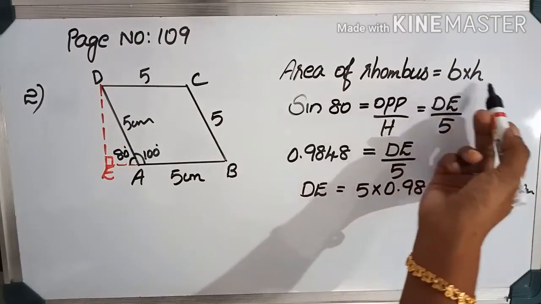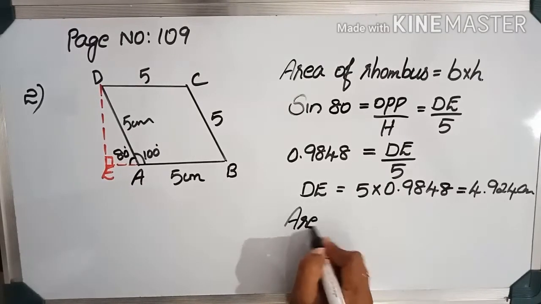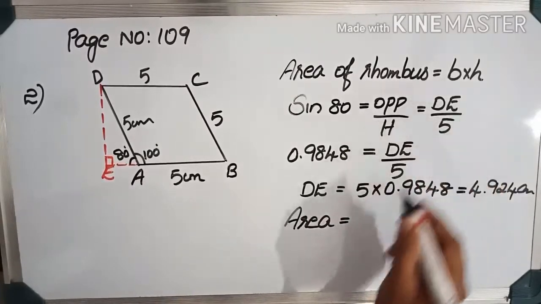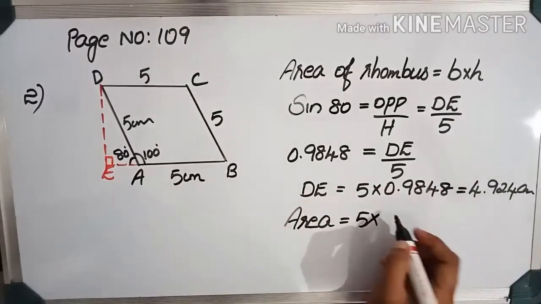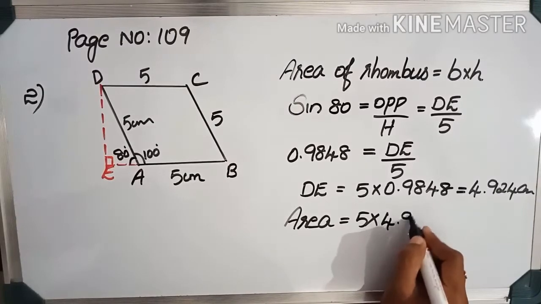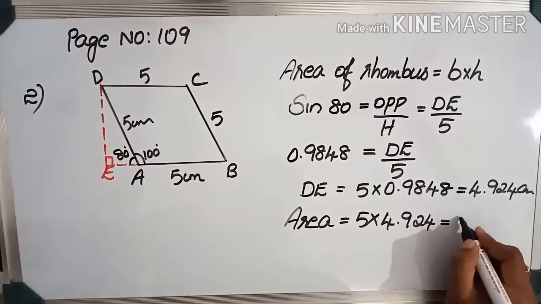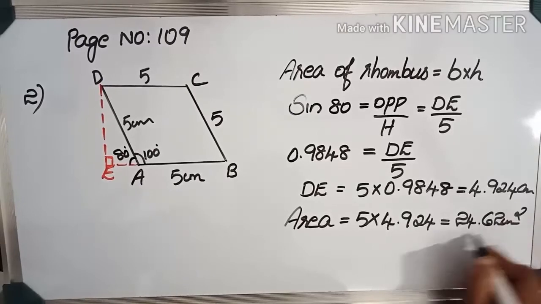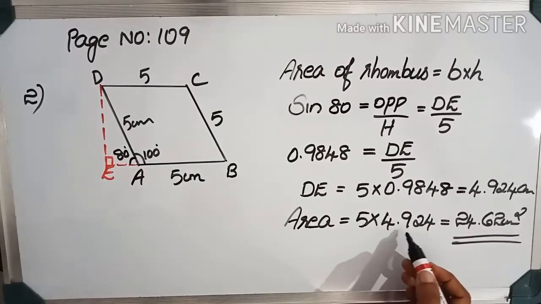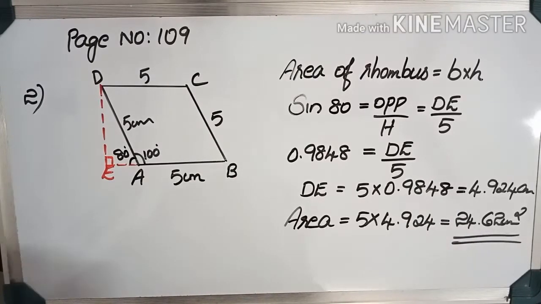So base we got, height also we got. Next is what? Area, that is the question. So area equals base. The base is 5 into height. The height we got as 4.924. When you multiply these two, you will get the answer as 24.62 centimeter square. 5 into 4.924 is 24.62 centimeter square. So this is the area of this rhombus.